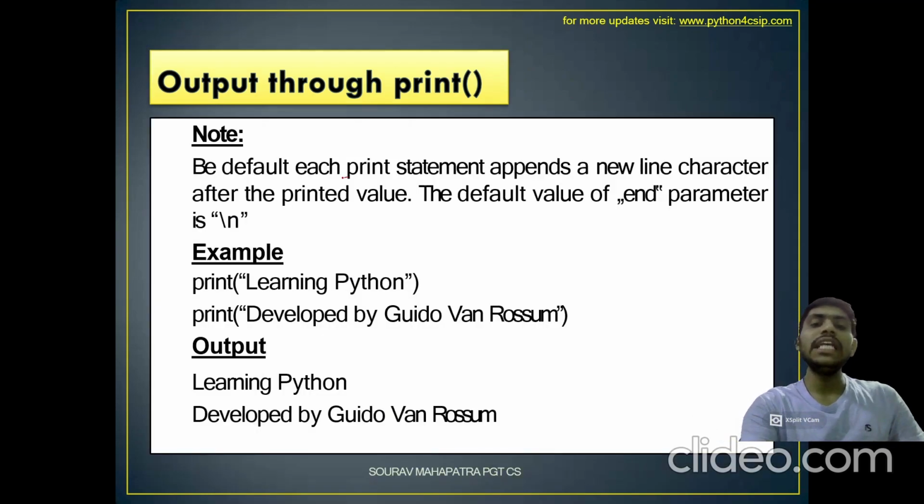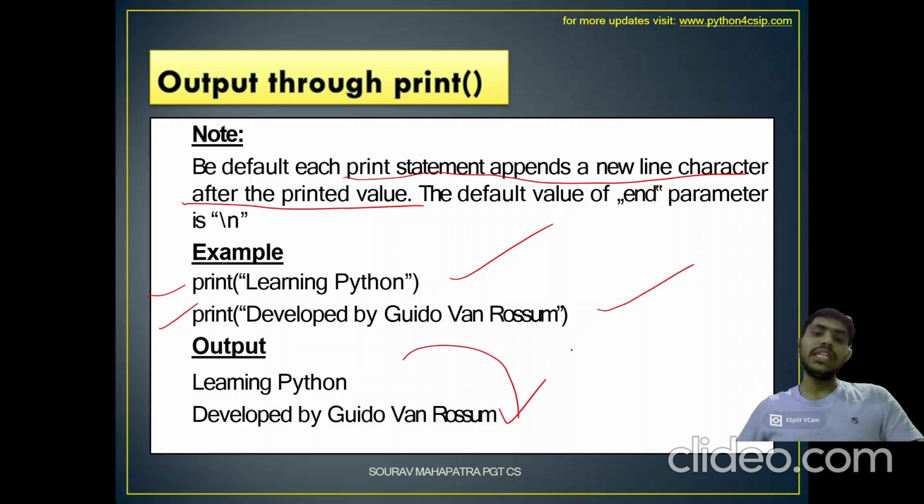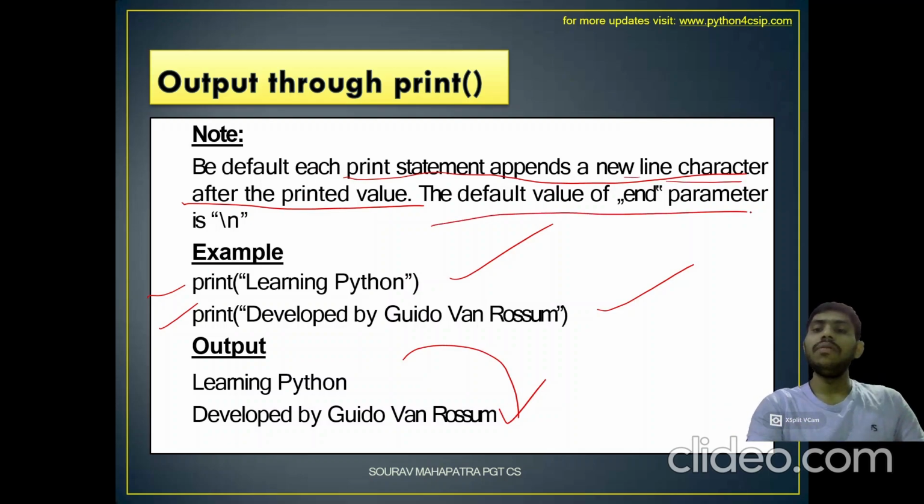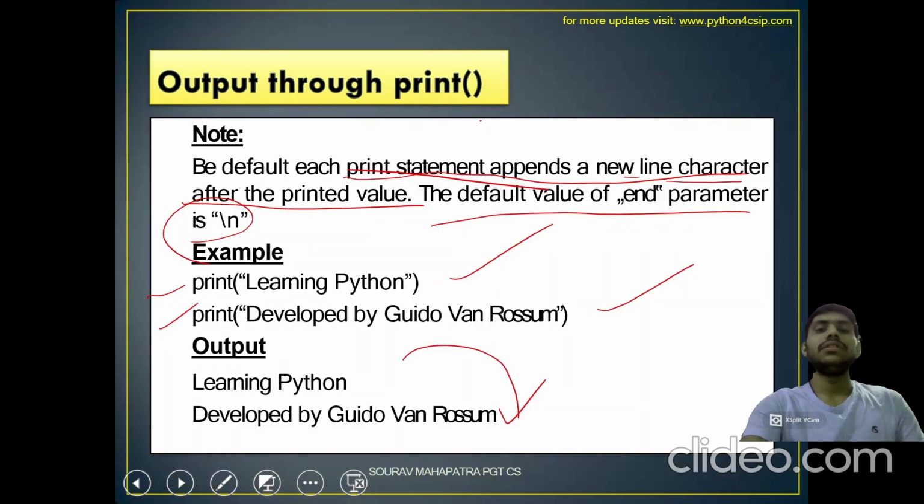By default, each print statement appends a new line character after printing the value. Suppose you write here learning Python, then another line developed by guide of Henderson. You can see it will automatically come to the next line, because the print statement by default supports the newline character. The default value of the end parameter is backslash n, new line. Okay, this is the use.